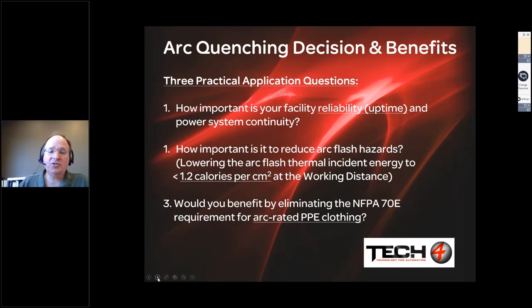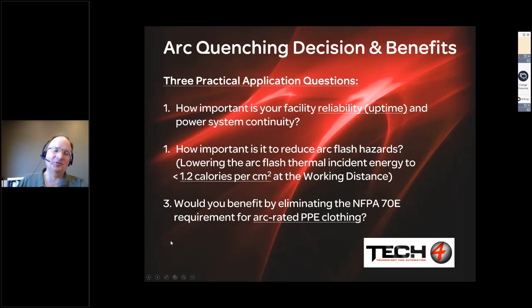I think it's important to ask how important it is to reduce arc flash hazards. And again, if someone is satisfied with 8 calories per centimeter squared at the working distance, and they don't care if the equipment itself is catastrophically damaged, you don't need an arc quencher or a Tavrida breaker to accomplish those goals. Those can easily be accomplished via differential relaying and/or zone selective interlocking.